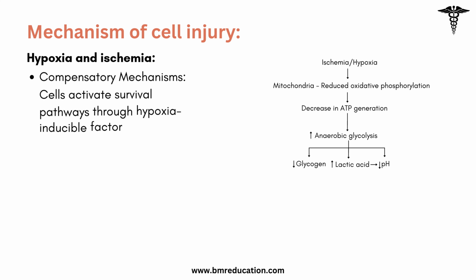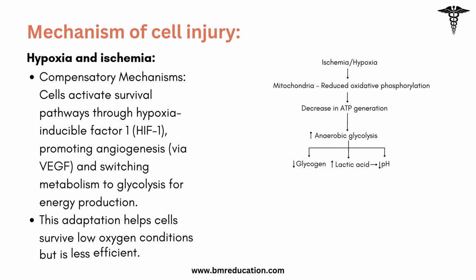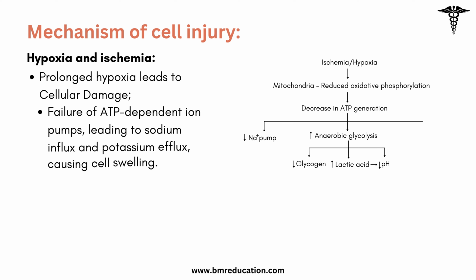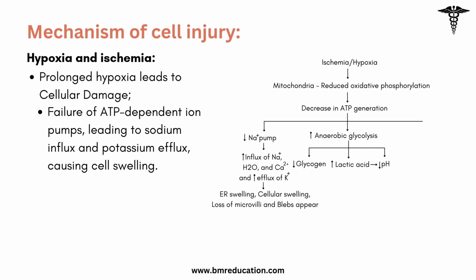Cells activate compensatory mechanisms for survival through hypoxia-inducible factor 1, promoting angiogenesis and switching metabolism to glycolysis for energy production. This adaptation helps cells survive low oxygen conditions but is less efficient. Prolonged hypoxia leads to cellular damage, failure of ATP-dependent ion pumps, leading to sodium influx and potassium efflux, causing cell swelling, loss of microvilli, and blebs appear.